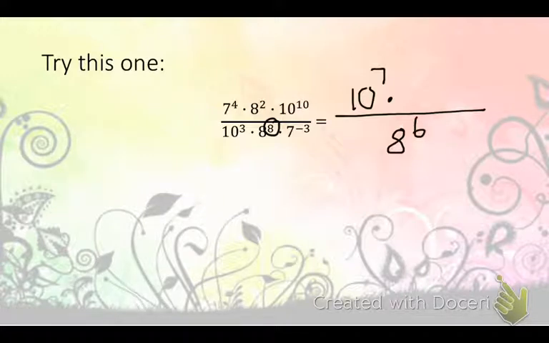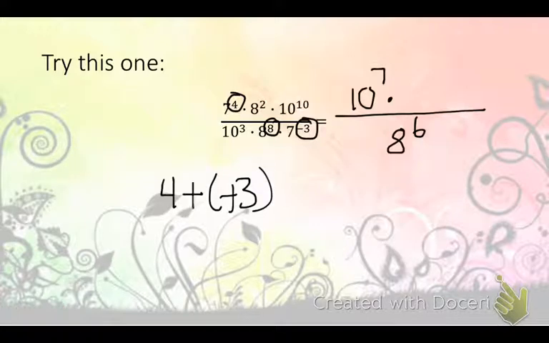And then finally, if I look at 7 to the 4 and 7 to the negative 3, again, that's going to end up on the top of my fraction because 4 is bigger than negative 3. So I subtract. 4 minus negative 3 is 7. So I get 7 to the 7th power.